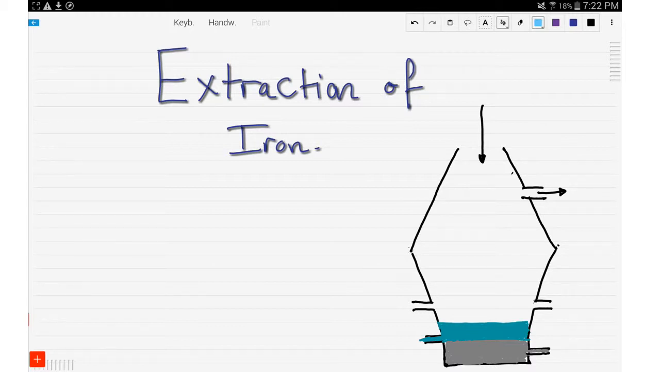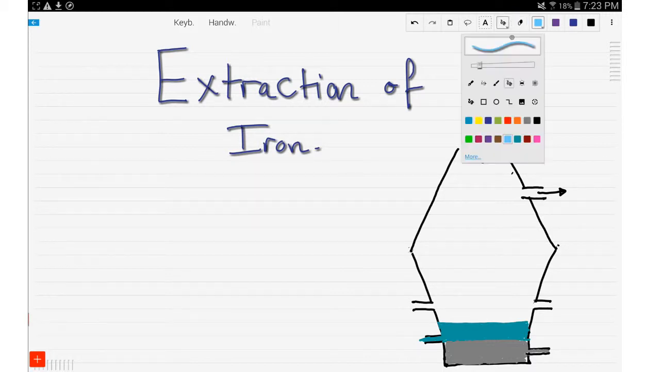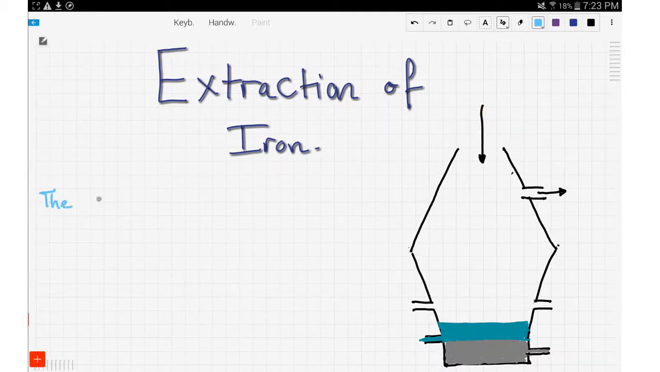But now we're going to talk about fairly reactive metals and how they are extracted. Well, the method of extraction is the reduction. Now, the method used is called the reduction of metal oxide with a non-metal.